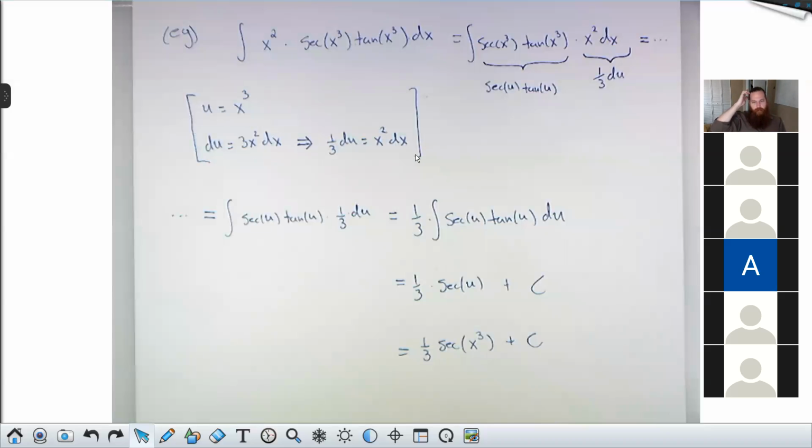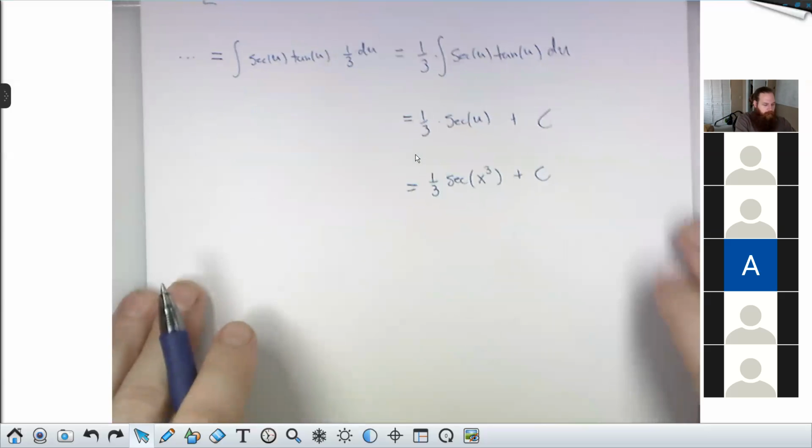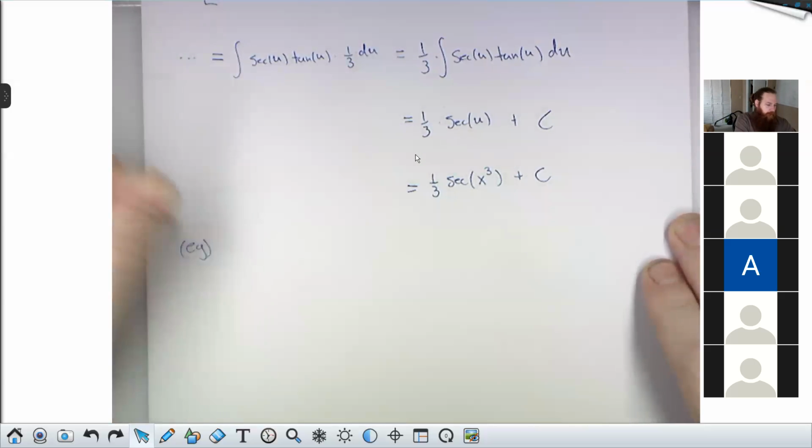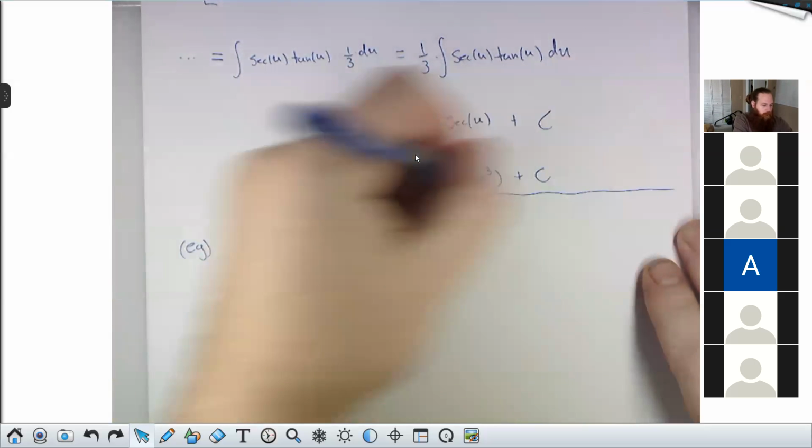Cool, okay. Let's try another then. And let's make this a definite integral. Maybe nothing too terrible.